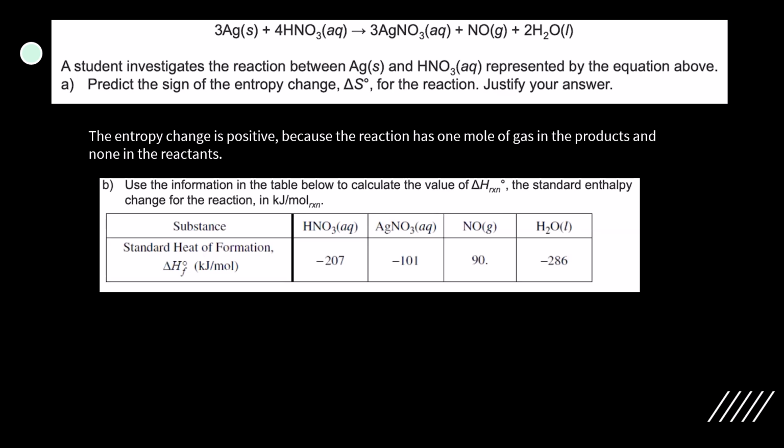So part B, use the information in the table to calculate the value of delta H of the reaction, the standard enthalpy change for the reaction in kilojoules per mole. So again, you're just going to go products minus reactants. You add up all the products, add up the reactants, subtract them, and you're going to get your change in H. When you do this, you should get 43 kilojoules per mole of reaction. So now you should recognize that the delta H is positive.